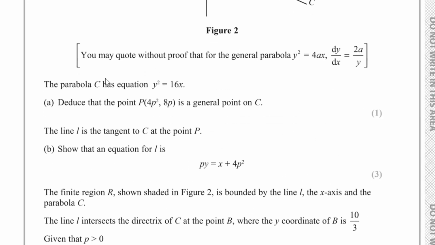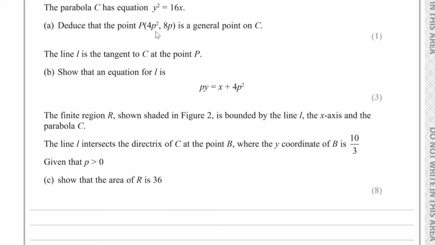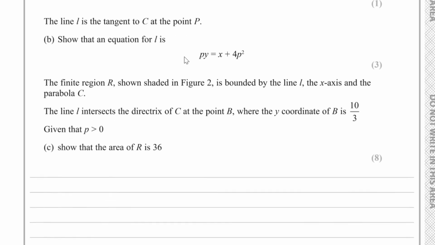Question number 5. The parabola C has equation y squared equals 16x, and we have to deduce that the point P with coordinates 4p squared and 8p is a general point on C, and we may quote the formula without proof, for the general parabola y squared equals 4ax, dy over dx equals 2a over y. So when we come to do part A, all we have to do is substitute the y coordinate into the left hand side and the x coordinate into the right hand side, and if the left hand side is equal to the right hand side, of course P would lie on C.